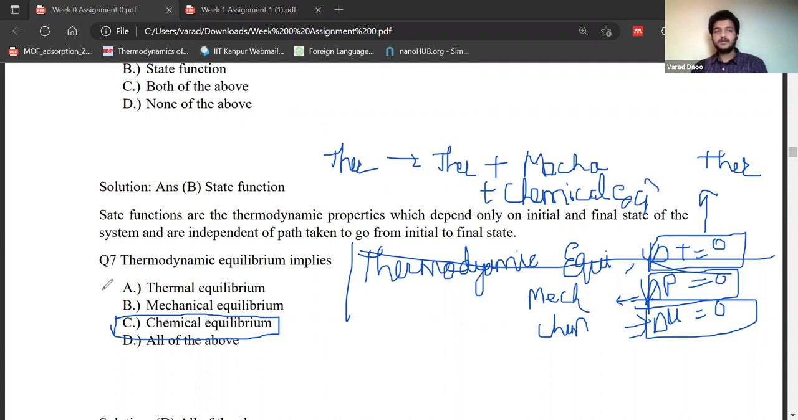Right? That means it is A plus B plus C. That means the answer will be option D, all of the above. Right?